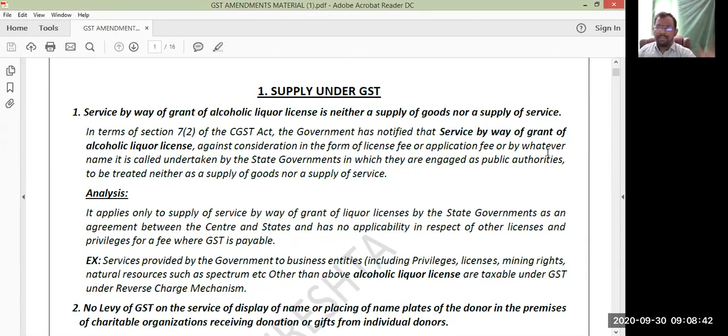Now, let us start with the first one. The first chapter, GST and introduction in India, had no amendments. Moving on to the chapter on supply under GST. First one: services by way of grant of alcoholic liquor license is neither a supply of goods nor a supply of services. Grant of alcoholic liquor license against consideration in the form of license fees or application fees, by whatever name called, undertaken by state governments engaged as public authorities, is to be treated neither as a supply of goods nor as a supply of services.